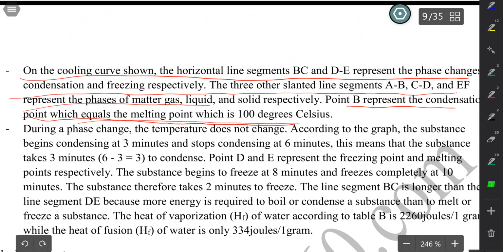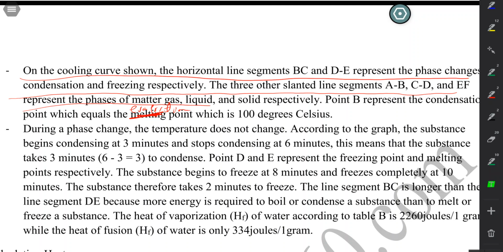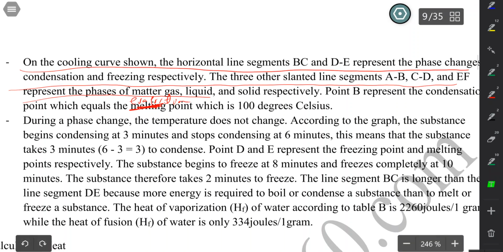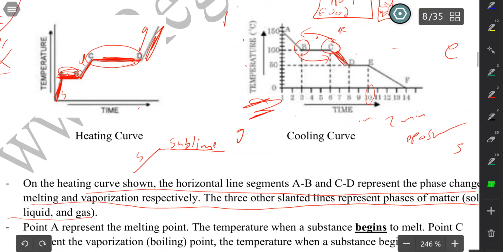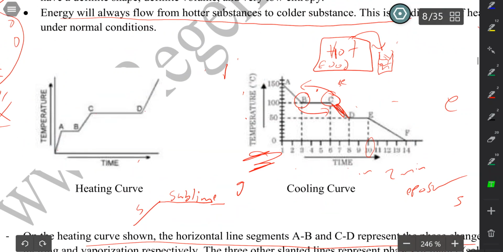So this should say point B represents condensation, which equals evaporation. The condensation point equals the evaporation point. Point means temperature, so the condensation temperature equals the evaporation temperature. So if I'm looking at this here, the evaporation point would be point C, the melting point would be point A. This is where you begin. It's very important that you know that condensation, evaporation, or melting is when you begin to condense, begin to evaporate, begin to melt.